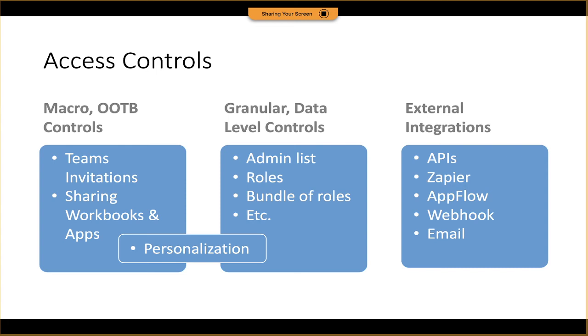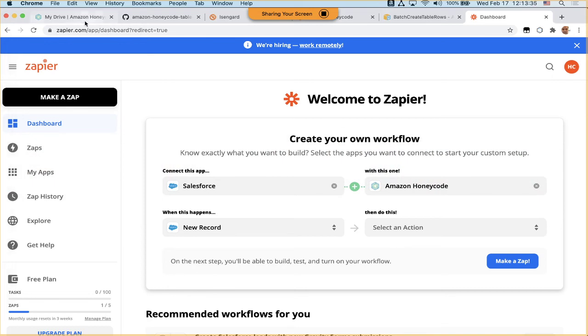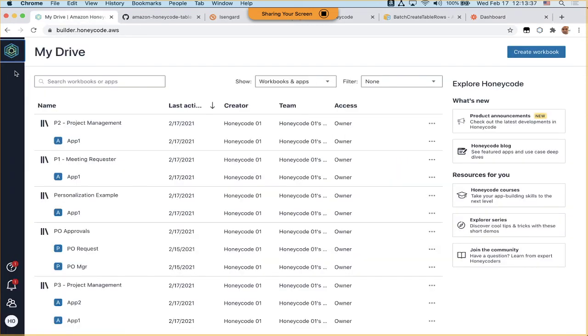So with that being said, let's jump into our first use case. And we are going to look at teams. I'm going to jump into Honeycode. So here's my Honeycode, my drive, like Amari showed. And my drive is essentially my workspace. And within my workspace, I have workbooks, which have these bookmark-like icons, and applications, which have the A icon next to them.